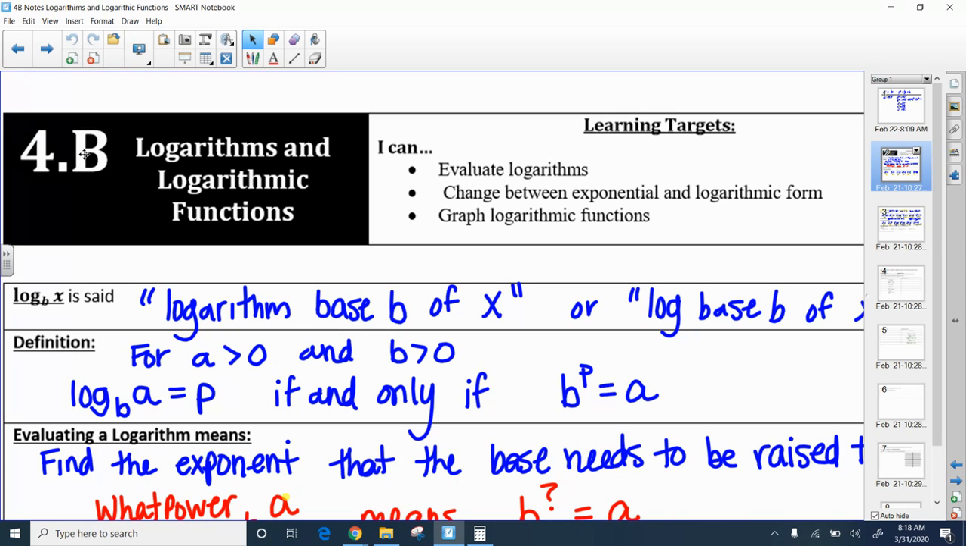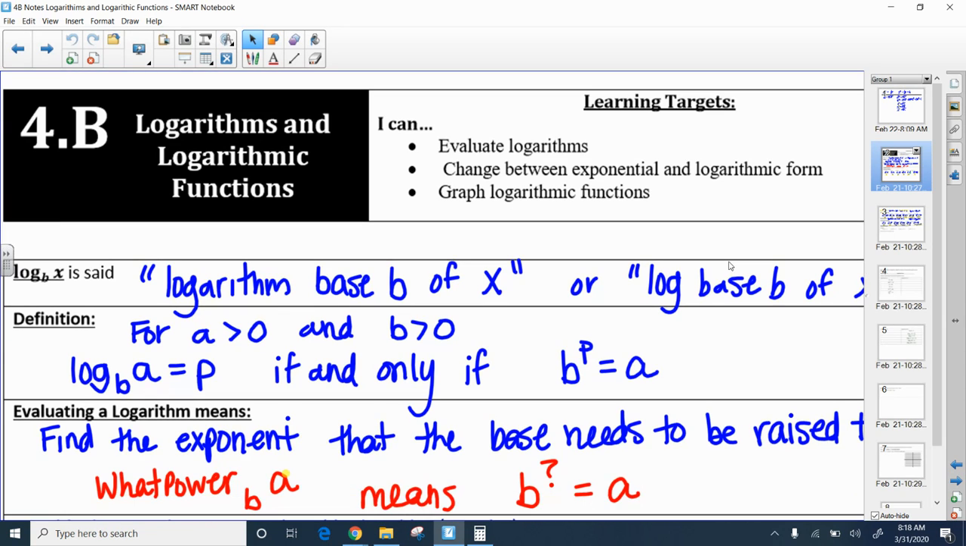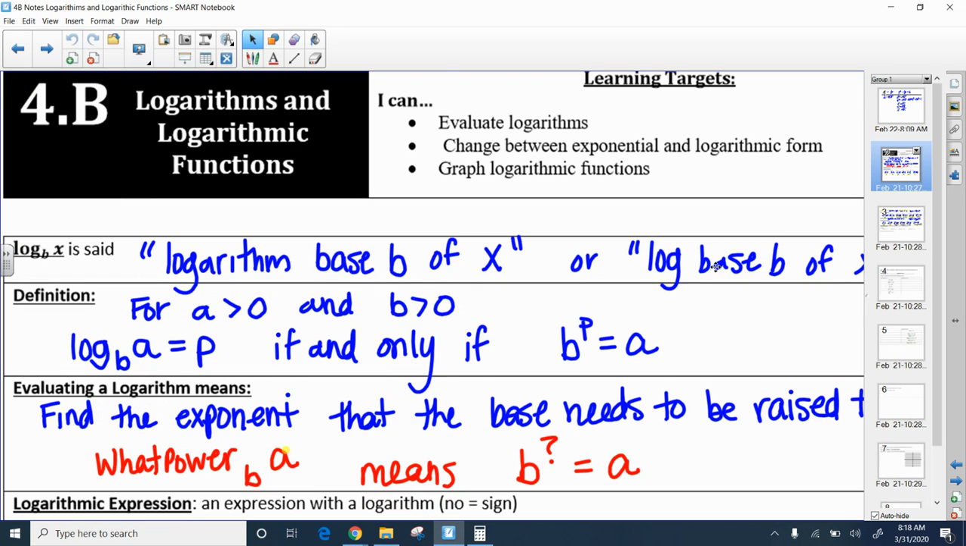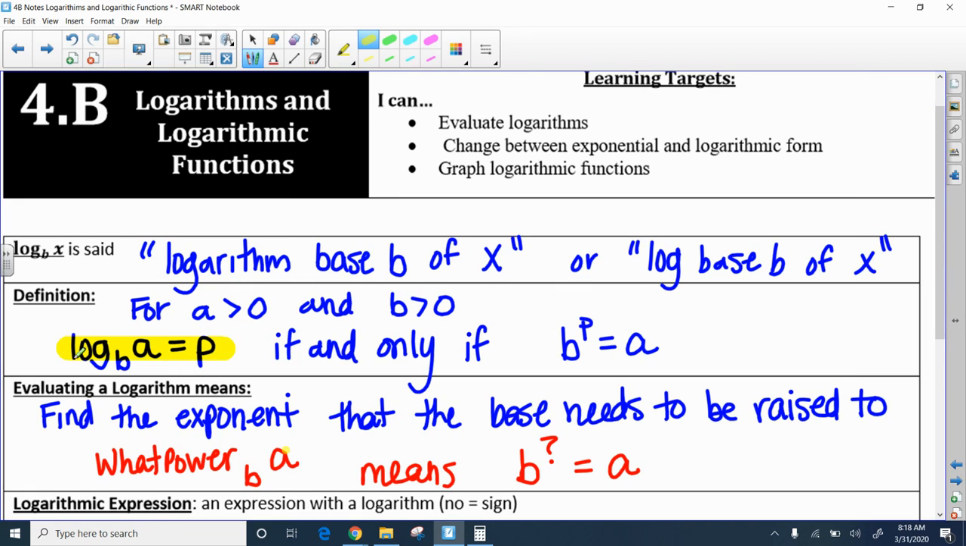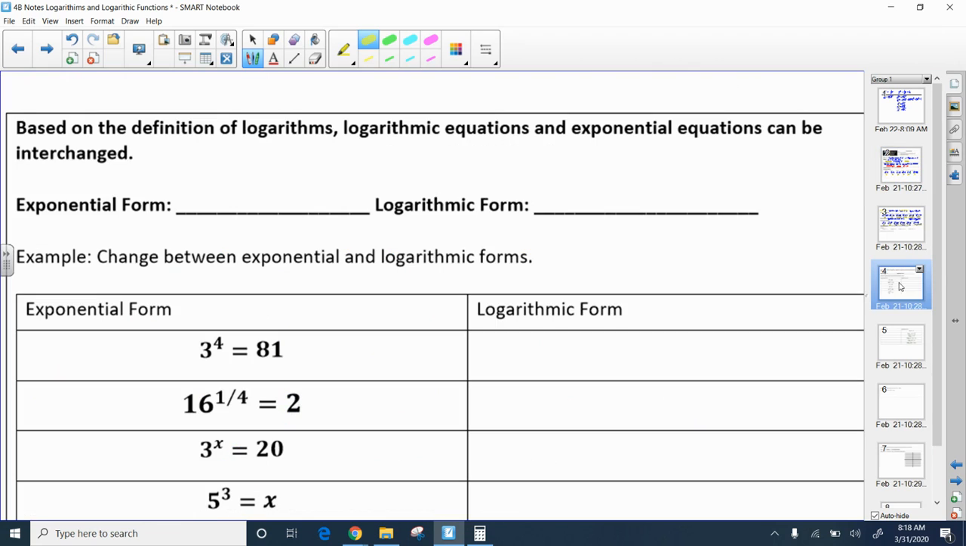Today we're going to be continuing 4B. So yesterday we talked about what evaluating a logarithm meant, and that meant finding the exponent. And in the definition of a logarithm, we also saw that if we have log base b of a is equal to some number p, it also has to be true that b to the p power equals a. And we're going to be working with that today as well.